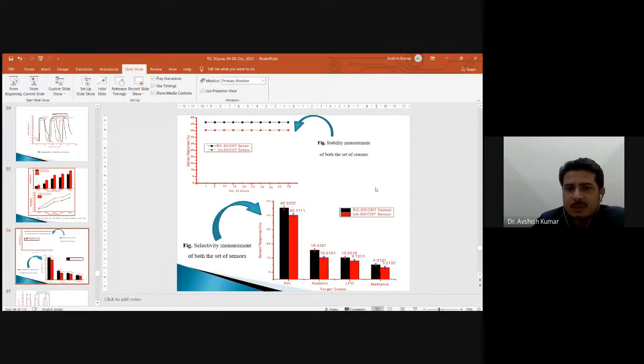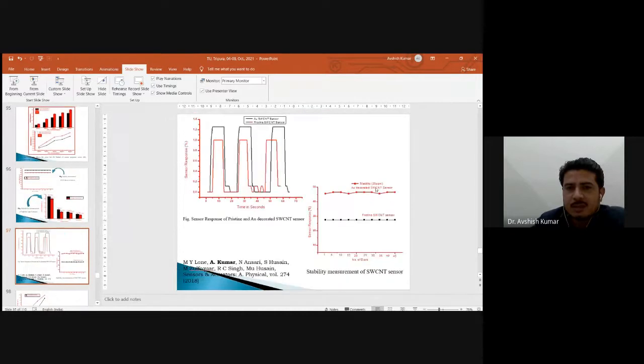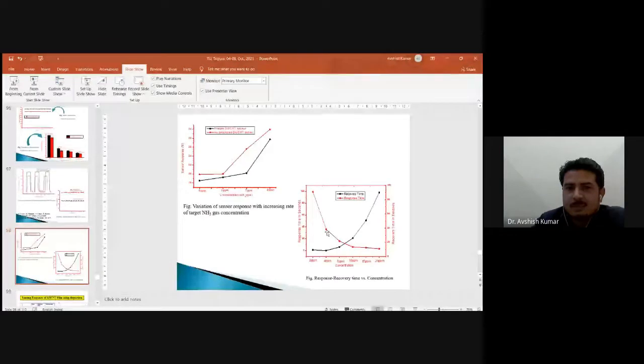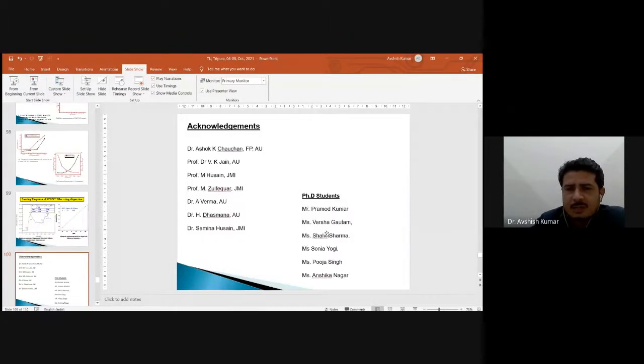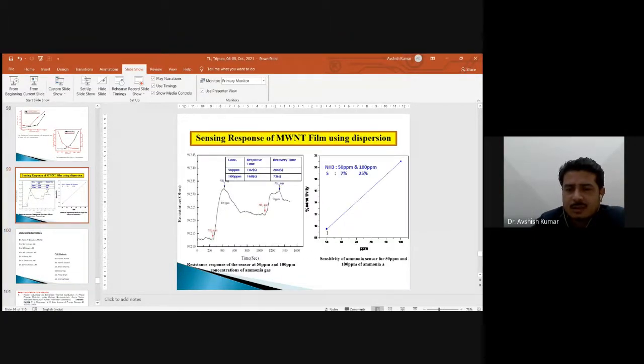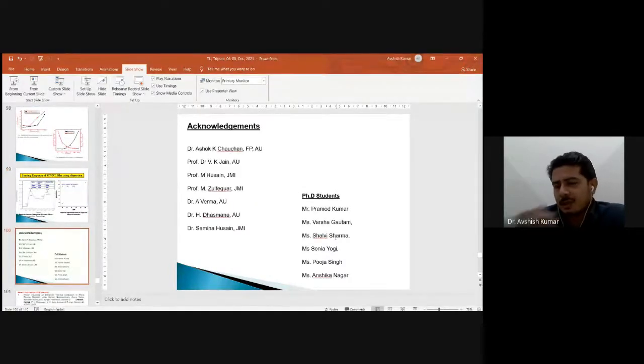We have also measured the stability of our sensors, and this is another paper where we decorated our CNTs with gold nanoparticles and then used them for sensing applications. This paper was published in Sensors and Actuators in 2018, and these are the sensing results. We have functionalized our carbon tubes, and further, we have done another work with plasma functionalization.